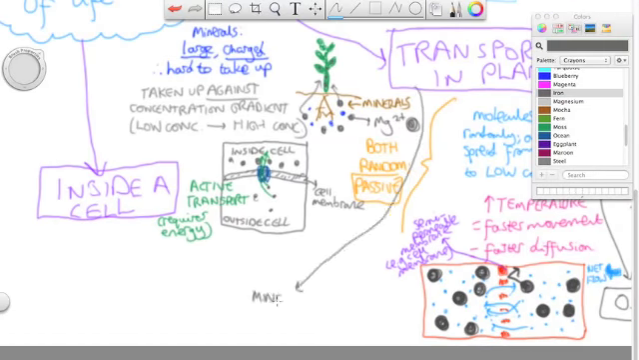So this energy being used allows that movement against the concentration gradient, and that's called active transport, and it's not random and it's not passive. So it's different to osmosis and it's different to diffusion.